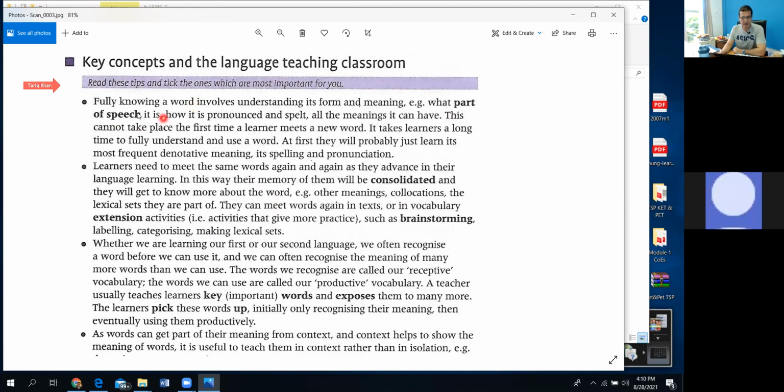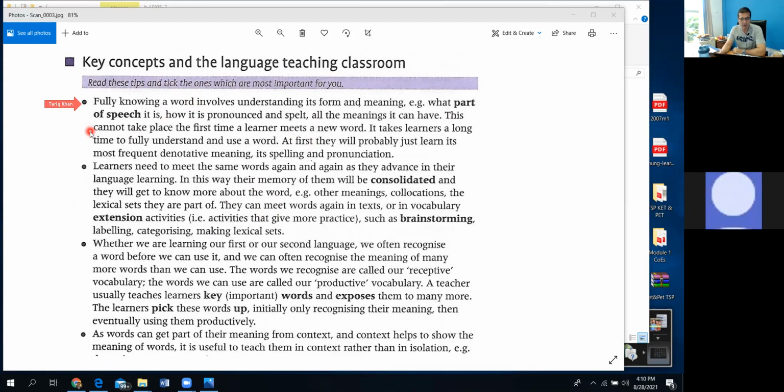All right, that's why if you see here, they say read these tips and tick the ones which are most important for you. Which are more important for you, tick that one. So it's an optional thing, but you have to go through it because it gives you a lot of knowledge about how to teach those points which we discuss in the main topic in your teaching methods.